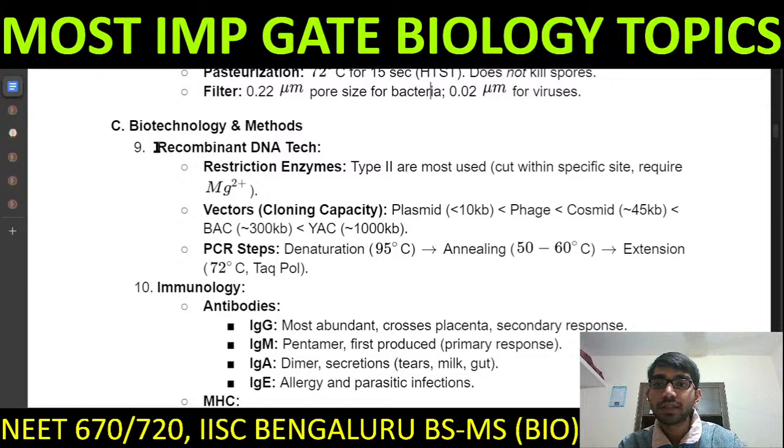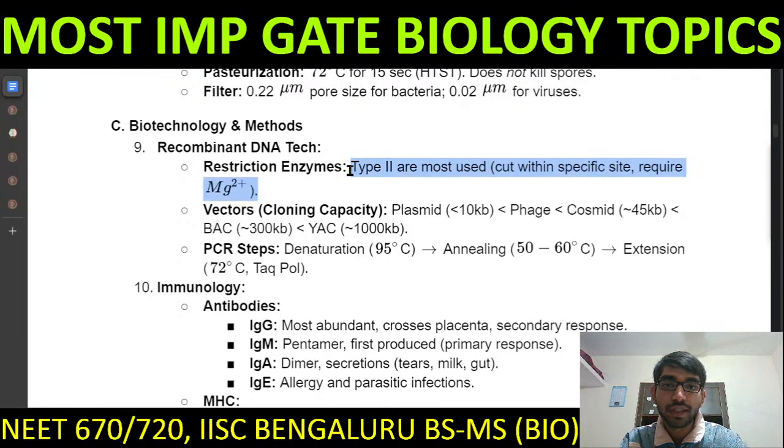Now coming to the third section, which is biotechnology and methods. Here the recombinant DNA technology is very important. So remember the restriction enzymes which are type 2 are generally used, and they cut within specific sites which are called the palindromic sites, and they require the magnesium ion. So like most of the molecular biology enzymes, they also require magnesium ions.